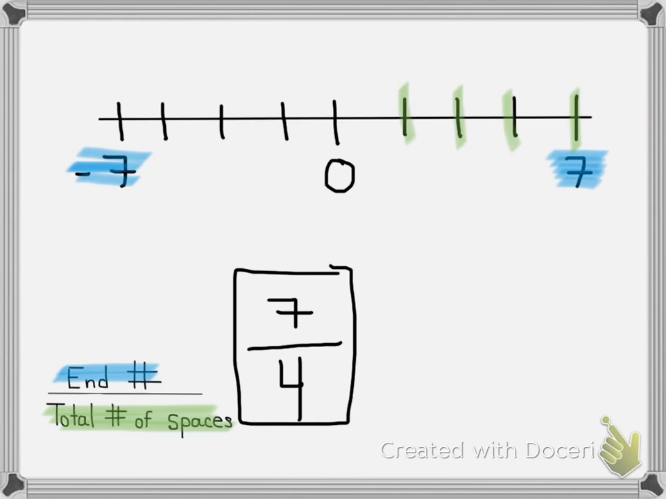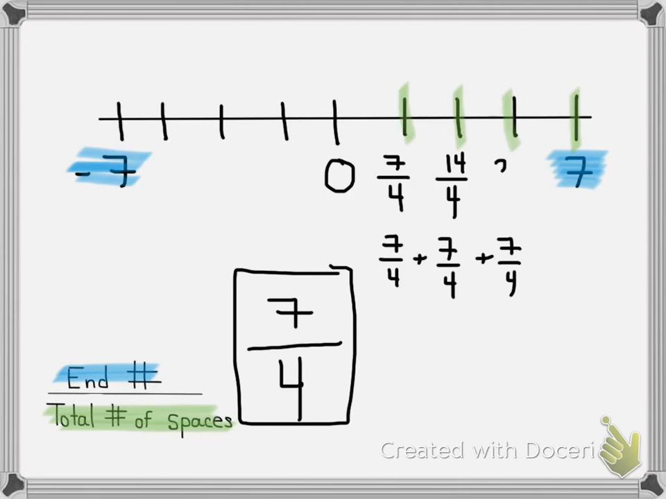So now I can label my number line. I'm going to start at my first mark, which is 7 over 4. And then every single time I'm going to add by 1. So this one is 14 over 4 because I'm adding 7/4 and 7/4 to get 14/4. And then I'm going to add it again to get 21/4.